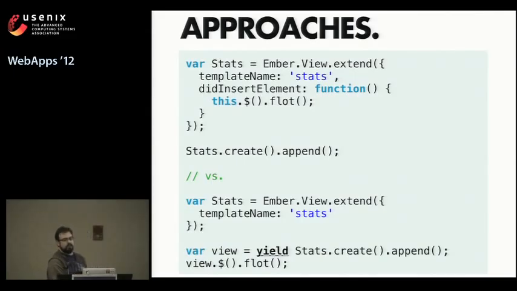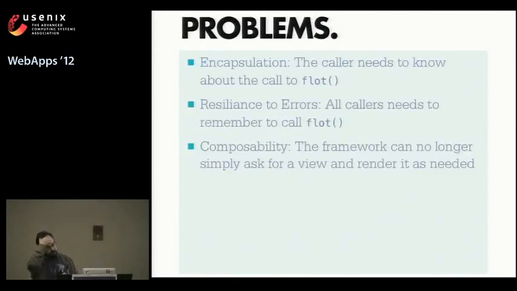Another way to do it would be to use some kind of synchronous abstraction so that we can insert into the DOM, and then once the thing was inserted into the DOM, you get a view back and you call float, right? So the bottom way allows you to work like it's synchronous code, and the top way actually has an asynchronous callback. And from everything I've said so far, you might imagine that I would prefer the bottom way. But there are actually some problems with the bottom way.